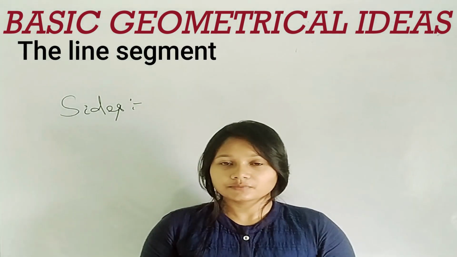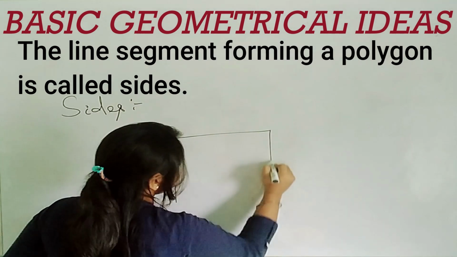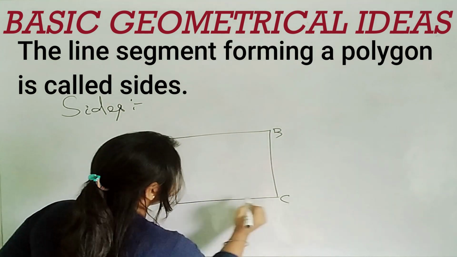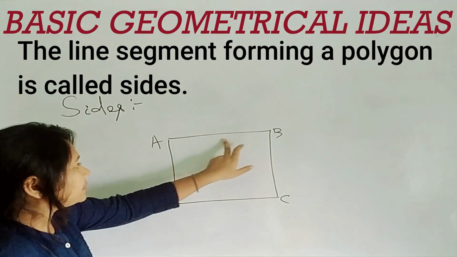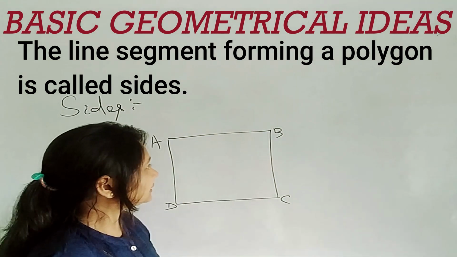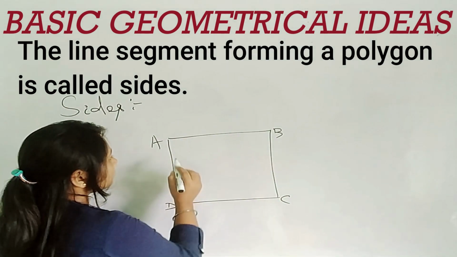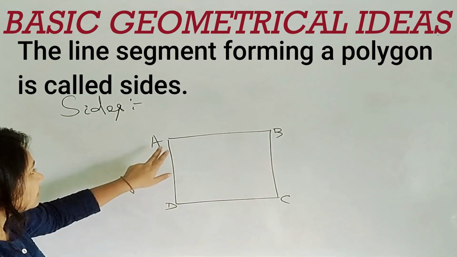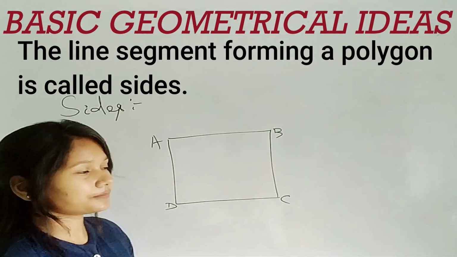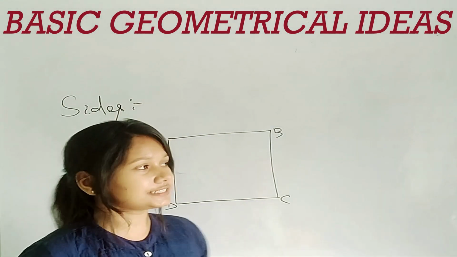The line segments forming a shape are known as its sides. Here in this picture, AB and BC and CD and AD are the line segments that form a shape, that forms a square. So here we can call AB, BC, CD and AD the sides of this shape. Okay. Then comes our next point, that is vertices.